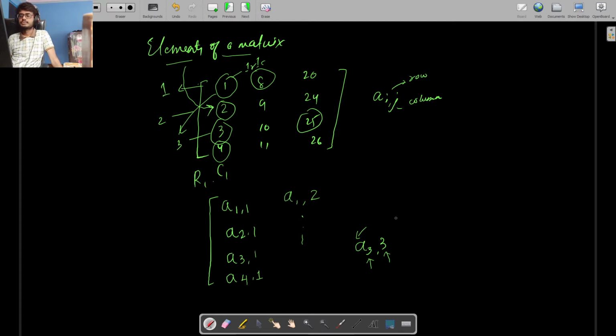Yes. Above, you said i and j: i represents the row and j represents the column. Yes.